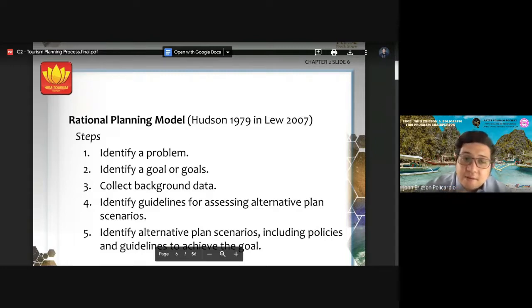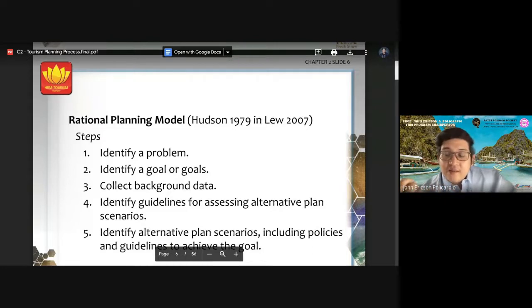After you gather the background data, you identify the guidelines for assessing alternatives. This is based on the systematic planning model of McLaughlin. It's basically step number 4, the evaluation of the courses of action, or what we call cost benefit analysis. So we set the guidelines. Okay, what would be my criteria? And then, after you set your criteria, ito yung pinagkaiba nila.